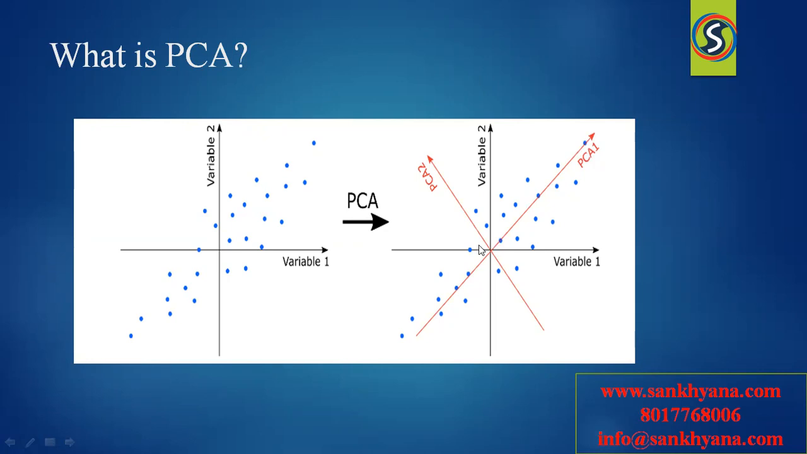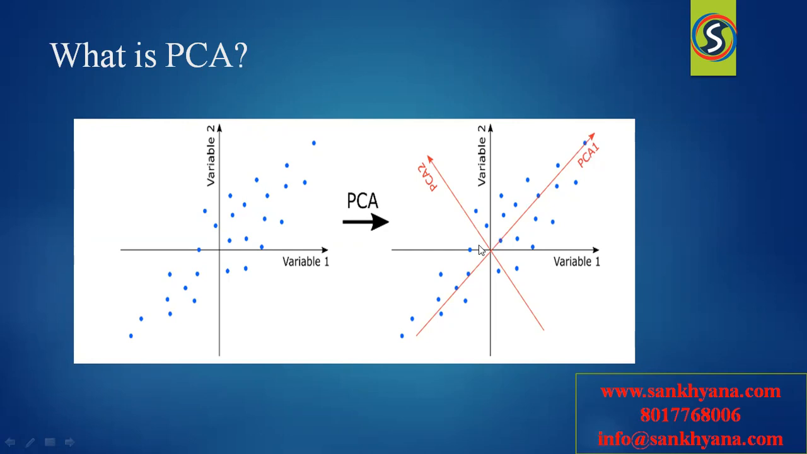How many? You may get a doubt again: till how many features can I reduce? Either one feature, two features, or more than that. That is your wish. How many features do you want? Till that number of features you can reduce from 1,000 features by using this principal component analysis.